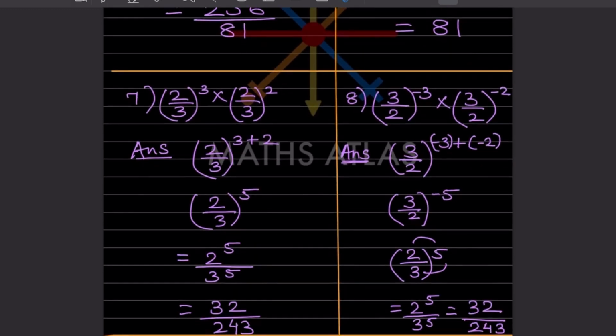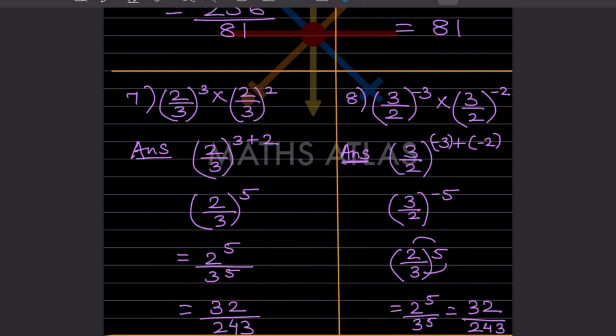Now look at here. The base is 2 by 3, here also it is 2 by 3. So when the base is the same, you know the formula: a raised to m into a raised to n will be a raised to m plus n. So the exponents you are going to add, that will be 3 plus 2, which is 5. The base will remain the same. So what is written here? 2, when you multiply 5 times, you will get 32. 3, when you multiply 5 times, that is 3 into 3 into 3 into 3 into 3, you will get 243.